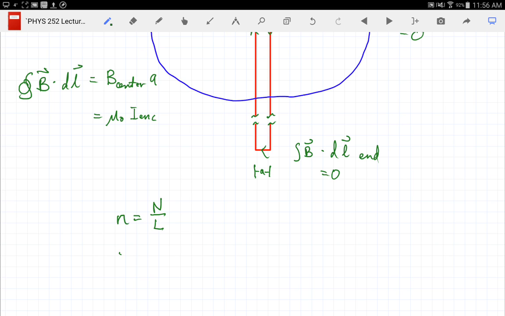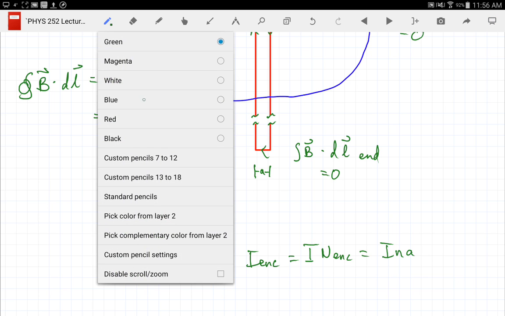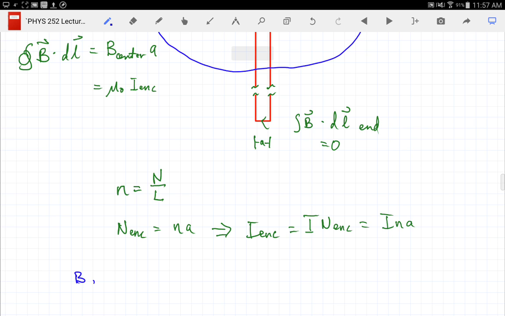And then the number of loops enclosed is equal to the number of loops per unit length multiplied by the length of my box, the width of my box. Now if I know how big a section I have, I can tell you, okay, you included this many loops. That means the current enclosed is equal to the current in the wires times the number of loops enclosed, which would be I times nA. So now I can put it all together to get my final result, B center times A is equal to mu naught I n A.